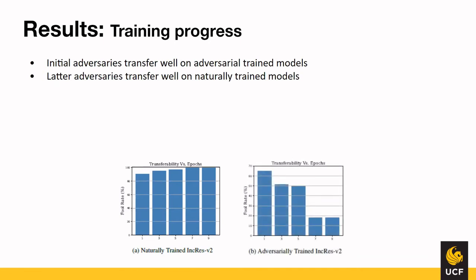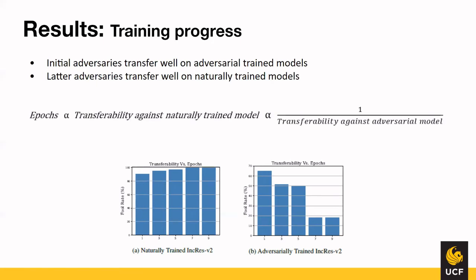And here's the same graph, although against adversarially trained models. And they find that the relationship is inversed. So when you're attacking adversarially trained models, which are already robust to these perturbations, we'd rather use a low number of epochs to train the generator. So again, there's an inverse relationship here between number of training epochs and fooling rate against adversarially trained models.